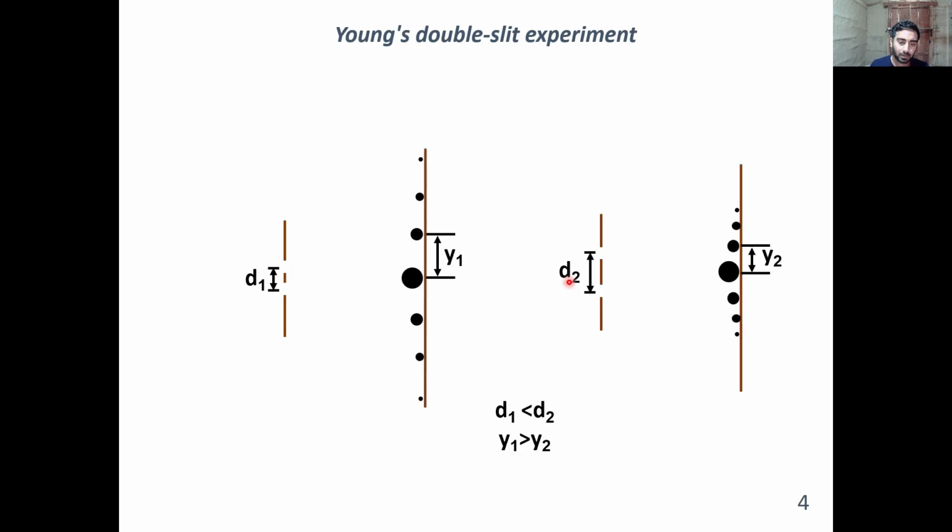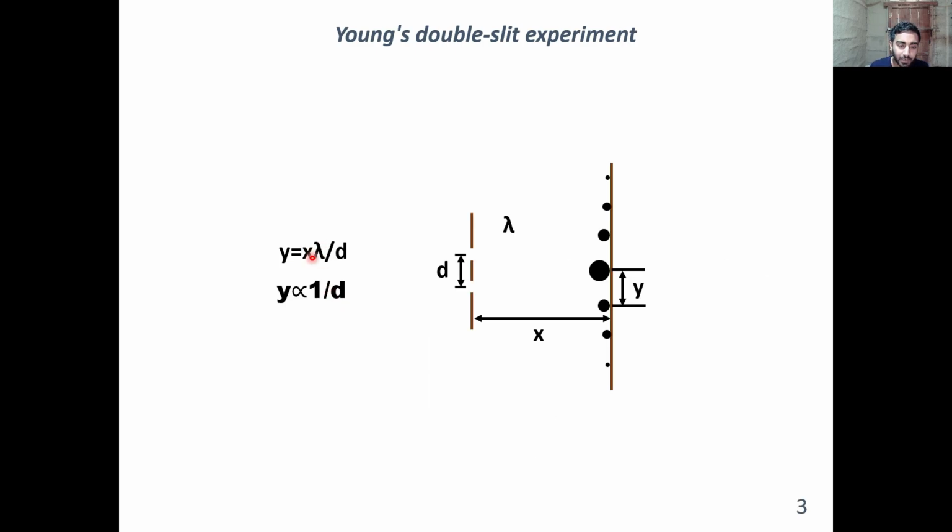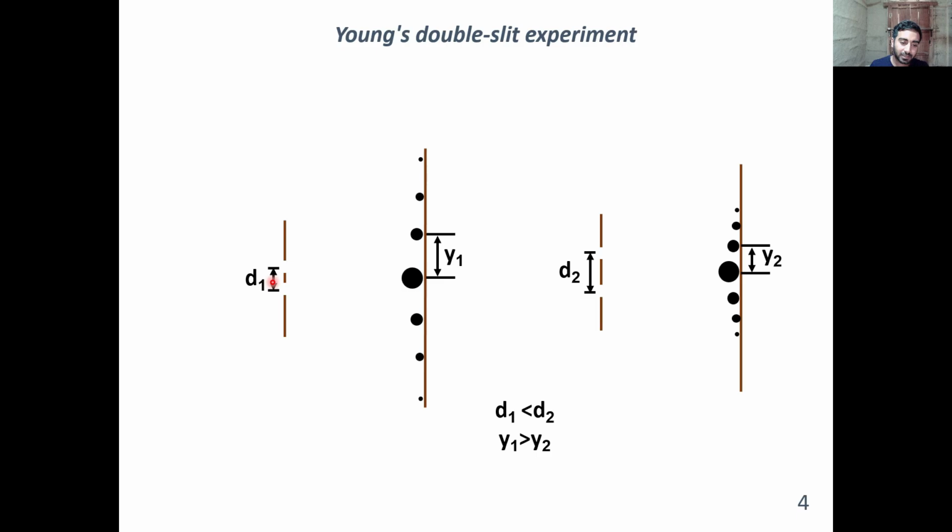Now, as you can see, the distance between the photographic plate and the double slit is x, and with lambda fixed, the relation between the slit distance and the spot distance is inverse. So y is inversely proportional to d. If we decrease the slit distance, our spot distance will increase, and if we increase the slit distance, the distance between the two spots will decrease. Here you can see.